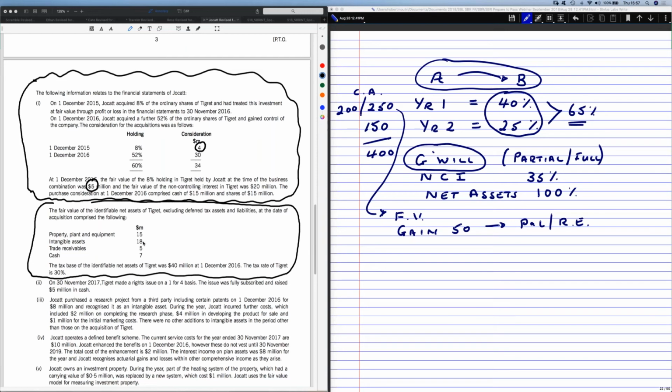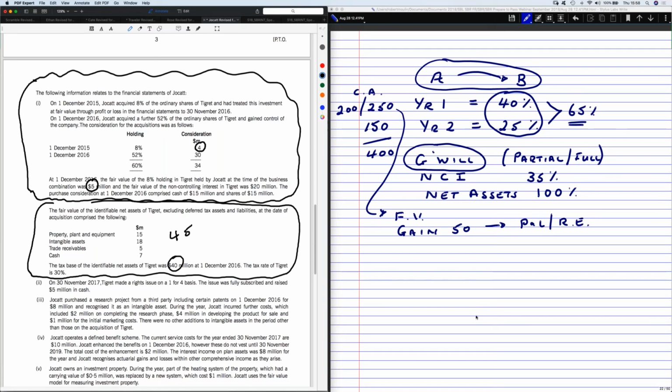15 plus 18, 33, plus 5, 38, plus cash seems to me to be what? What have we got as the net assets? We've got a figure of 45 million for the net assets. But the tax base of those net assets is only 40 million. Temporary difference, everyone. We've got 2 minutes. Is there a temporary difference? There is a temporary difference of 5, isn't there?